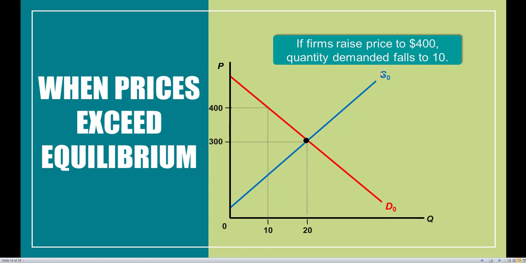In this instance, suppliers, of course, would like this situation a lot, because before they were receiving only $300, but now they're receiving $400 for selling the same exact good. So they should be winning in this situation. On the other hand, consumers do not like this situation a lot. Before they were paying $300, but now they're paying $400.